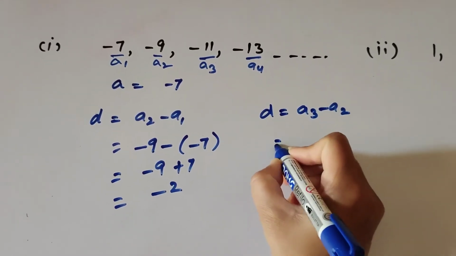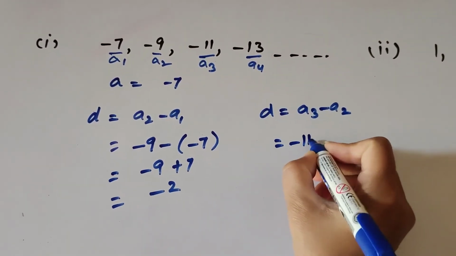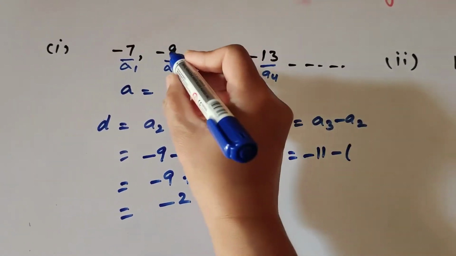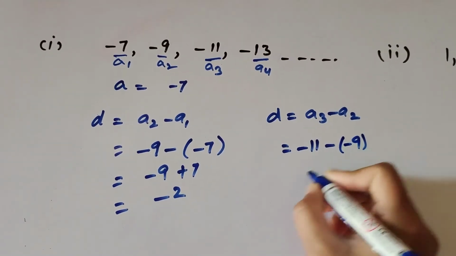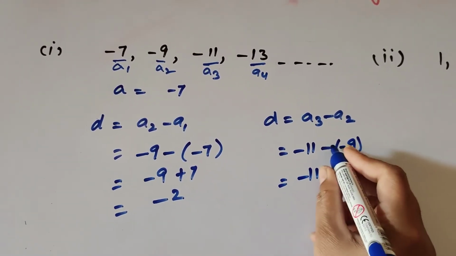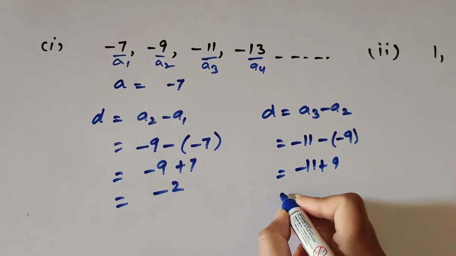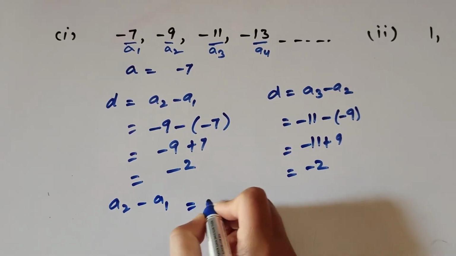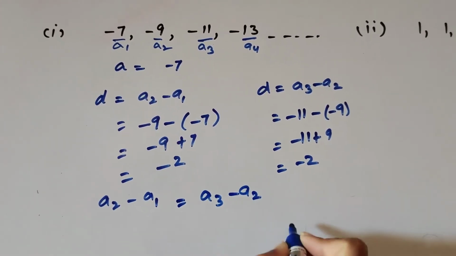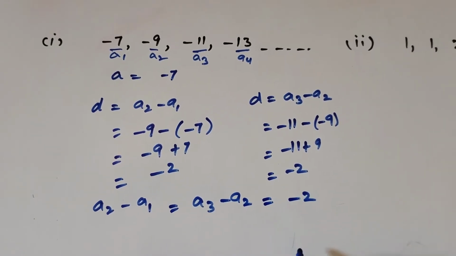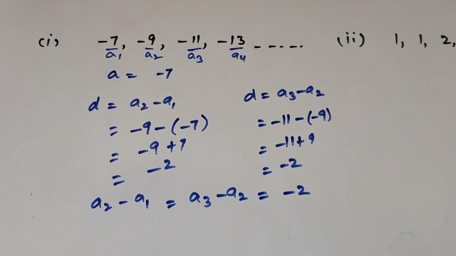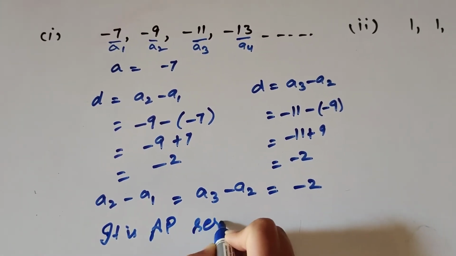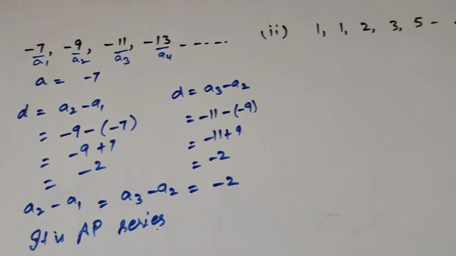So the difference between A3 and A2. A3 is minus 11, minus sign, then A2 is minus 9. It is equal to minus 11 minus minus 9, the minus minus becomes plus 9. So minus 11 plus 9 is equal to minus 2. So the difference A2 minus A1 is equal to A3 minus A2, equal to minus 2. So the difference is equal. When the difference is equal, the given series is an AP series, because their common difference is equal to minus 2.